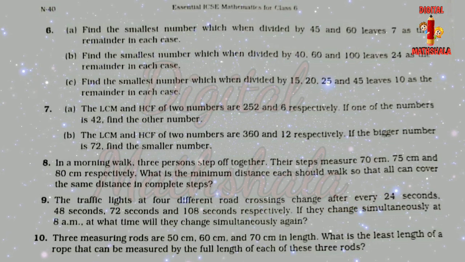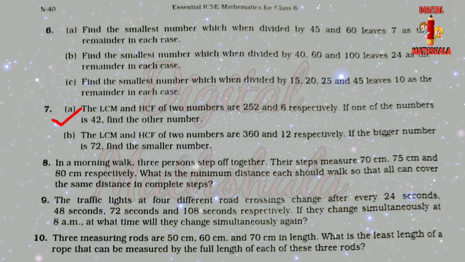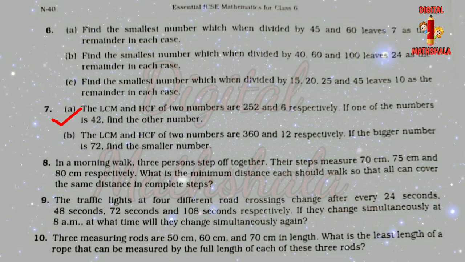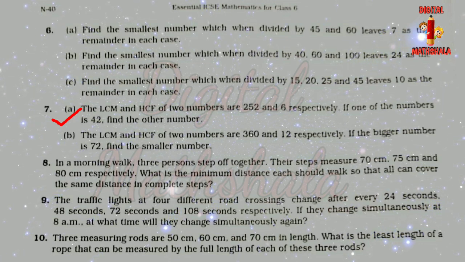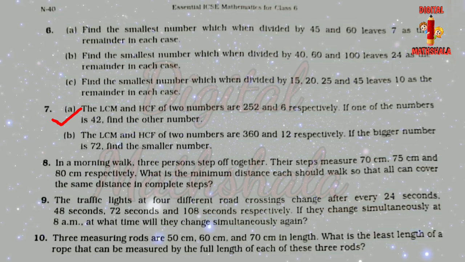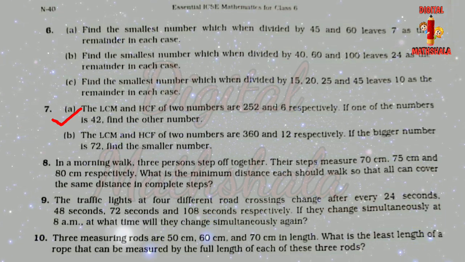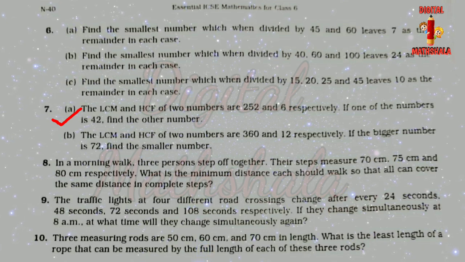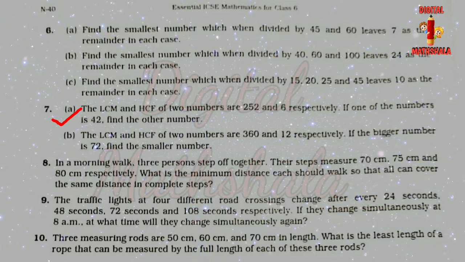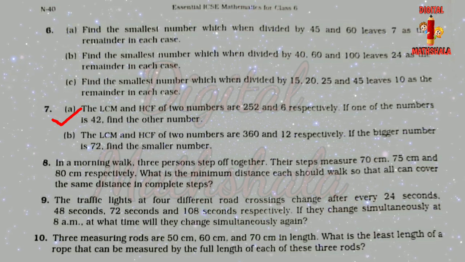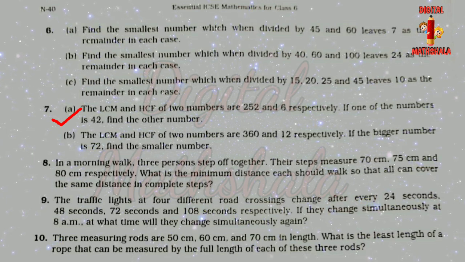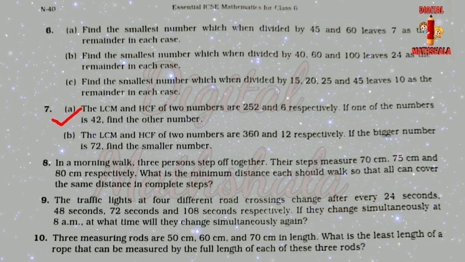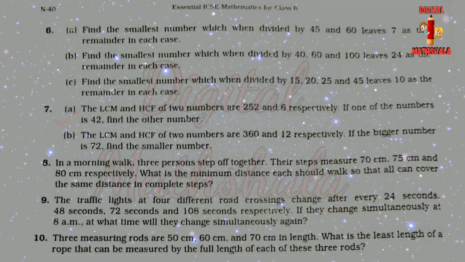So the next question is question number 7, part number A. The LCM and HCF of two numbers are 252 and 6 respectively. Means LCM is 252 and HCF is 6. So if one of the numbers is 42, find the other number. Means he has given 3 things, one is LCM, one is HCF and one is the number, and the other one we have to find out.